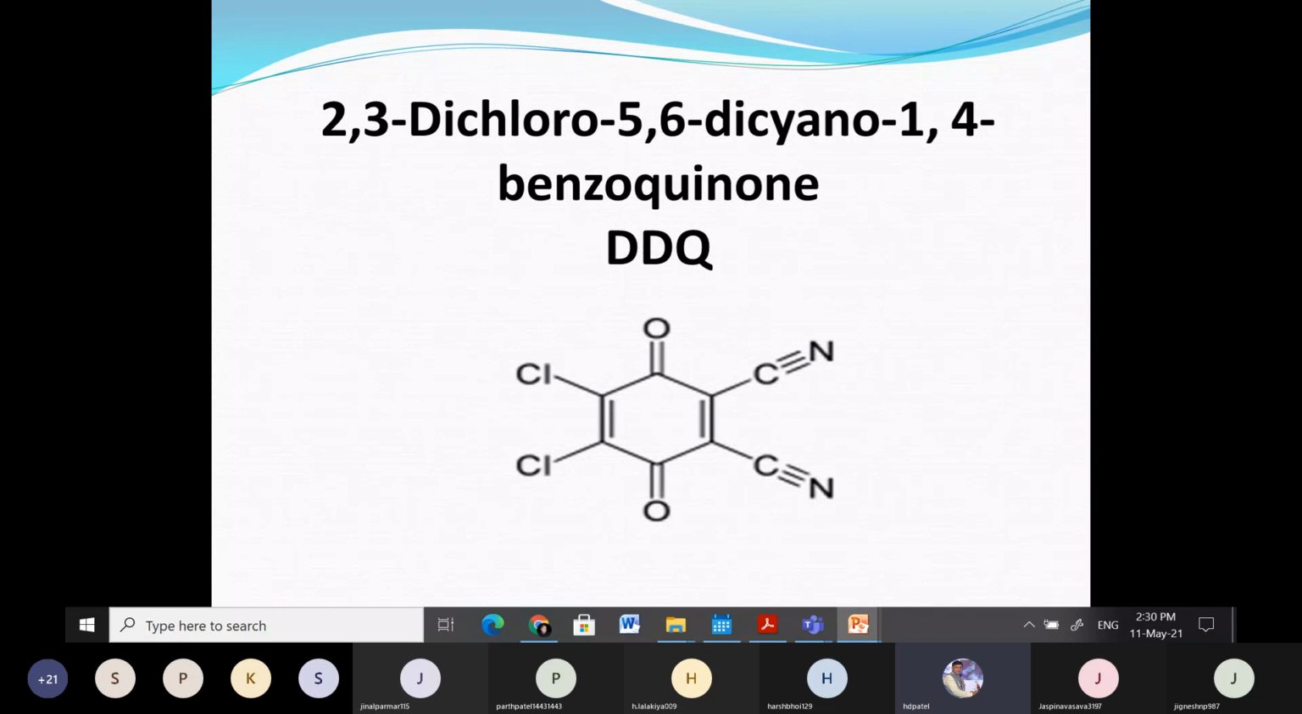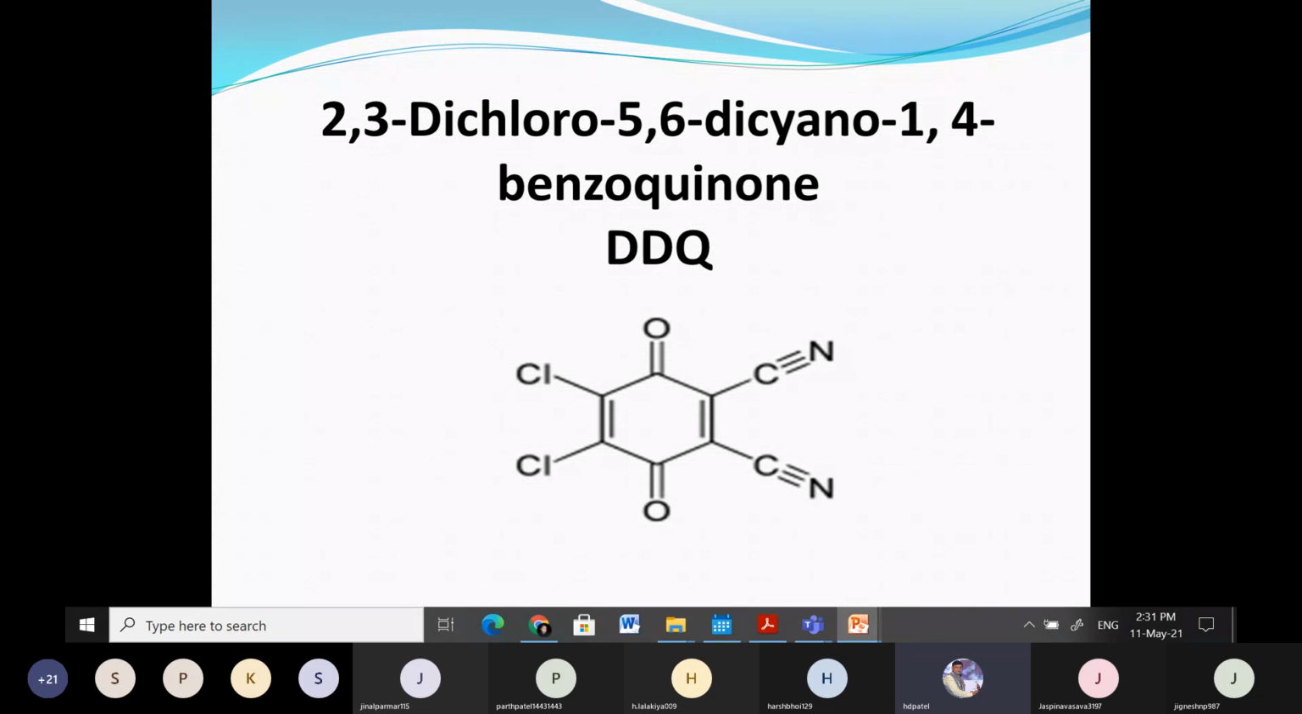Here we are doing the same thing. We are removing hydrogen, and that's why we can call it oxidation. But here we are removing two hydrogens, that is H2, from the adjacent carbons, and that's why it is known as dehydrogenation.